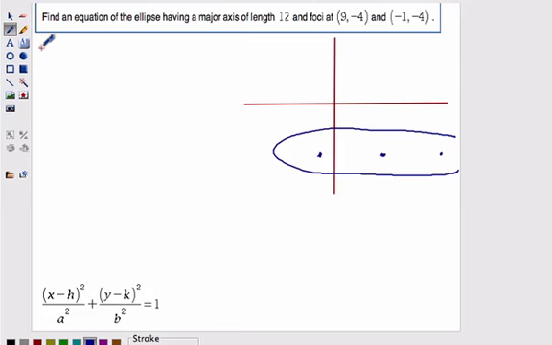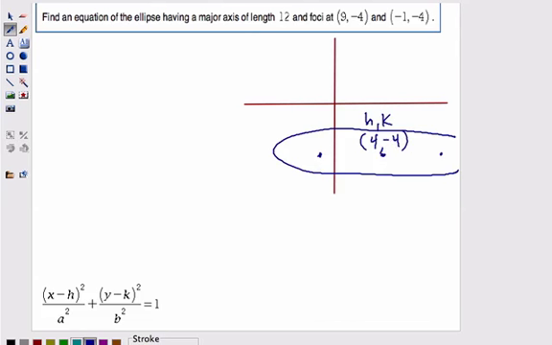All right, so let's figure out h, k first. So h, k, again, remember, is the midpoint of these two foci. So we add these x coordinates together and divide by 2. So 9 plus negative 1 is 8. 8 divided by 2 is 4. Now we do the same thing with our y values. Negative 4 plus negative 4 is negative 8. Divide that by 2, and that's negative 4. All right, so that's h, k.